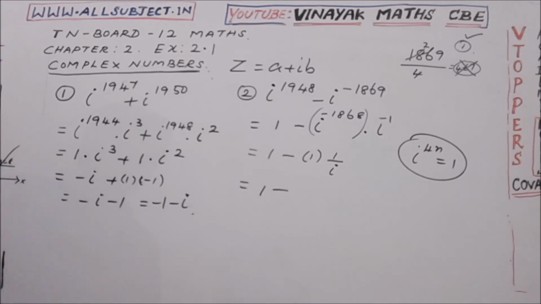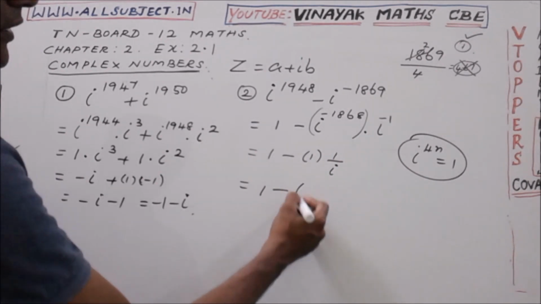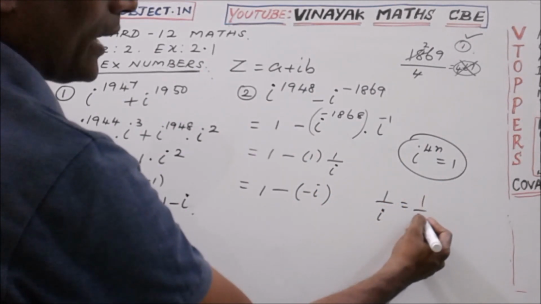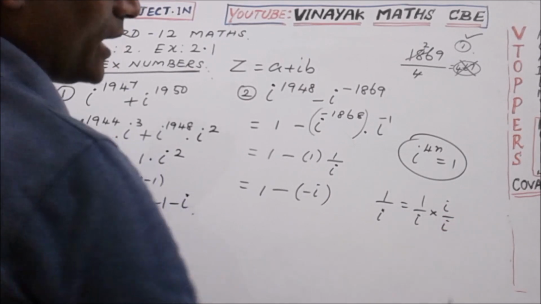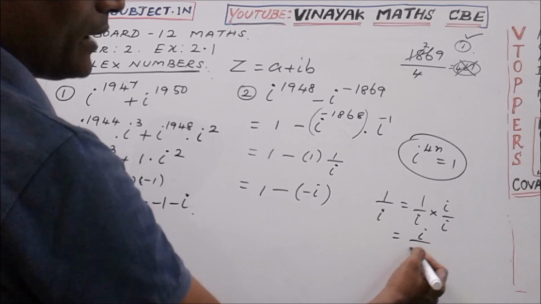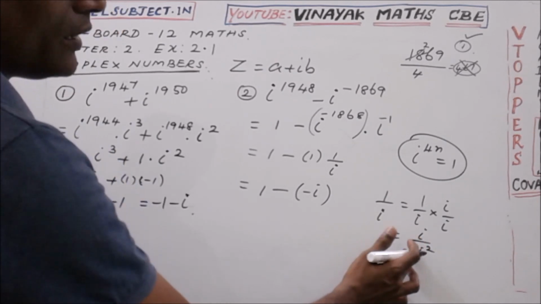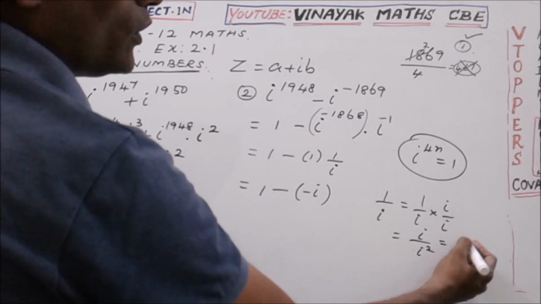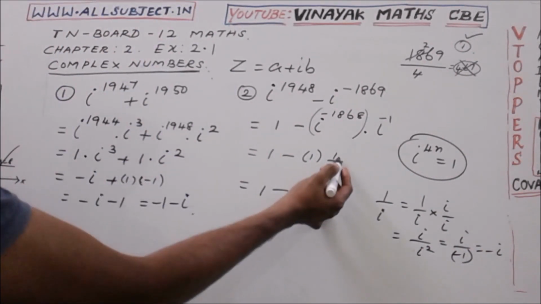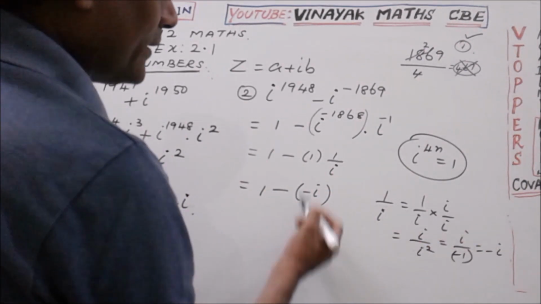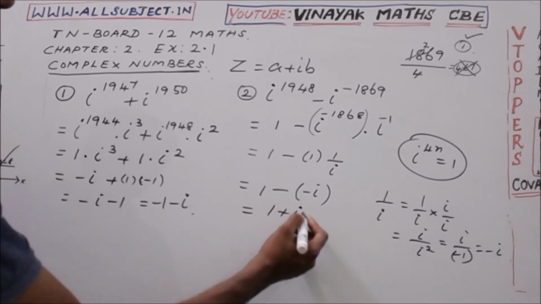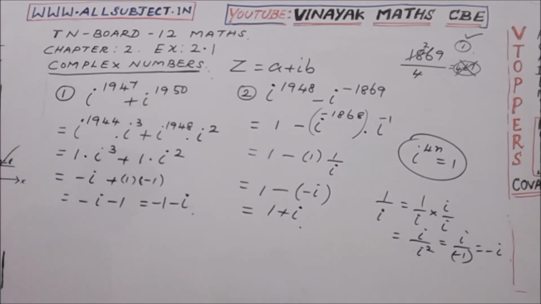So 1 minus 1 by i, and 1 by i is minus i, because 1 by i, multiplying by its conjugate, is minus i by i square. This i square is minus 1, so minus i by 1 equals minus i. So 1 by i can be written as minus i. Minus into minus is plus, so 1 plus i.